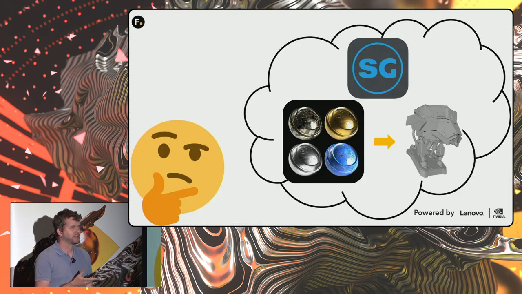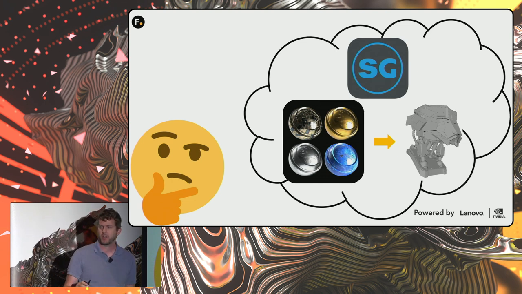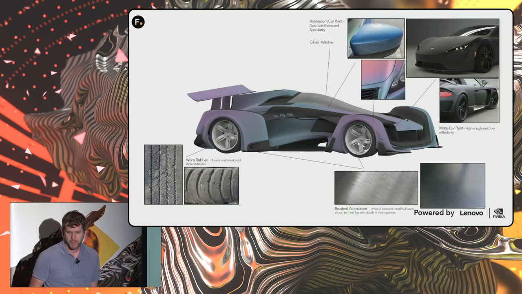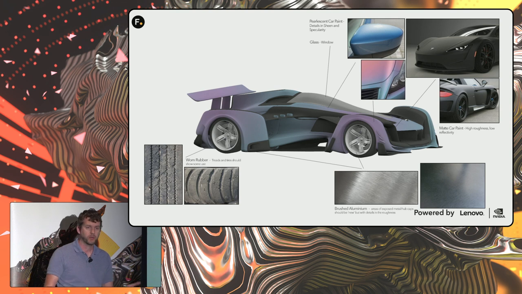Now, after this experiment went so well, we thought, how far could we push this Shotgun integration in the context of automating the first pass of look development? So if you look at a traditional LookDev workflow, you may start with an asset that has an artboard, which has various regions of the model designated for different material types.